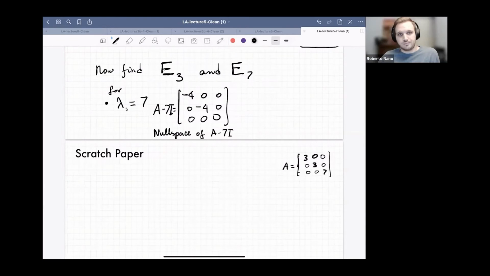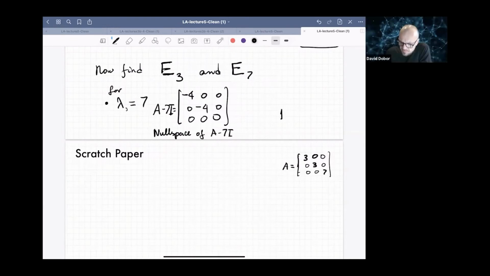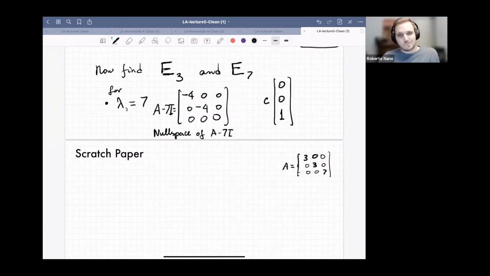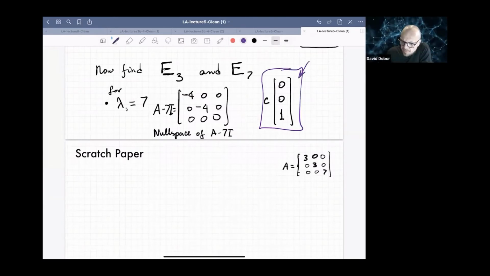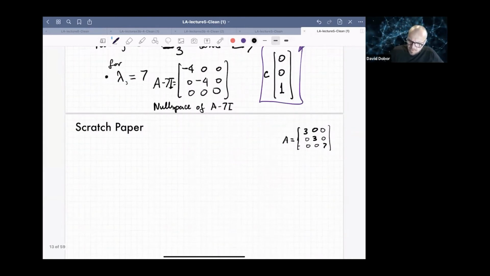0, 0, 1. 0, 0, 0, vectors. Oh, exactly. That's what I was asking. So this is this. All the multiples of this is E7. So we found E7. It's one-dimensional. It's still a line.